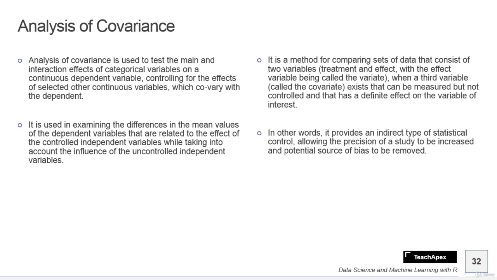It is a method of comparing sets of data that consist of two variables, the treatment and the effect, with the effect variable being called the variate. When a third variable, called the covariate, exists, it can be measured but not controlled, and it has a definite effect on the variable of interest. This is taken into account while comparing the sets of data.